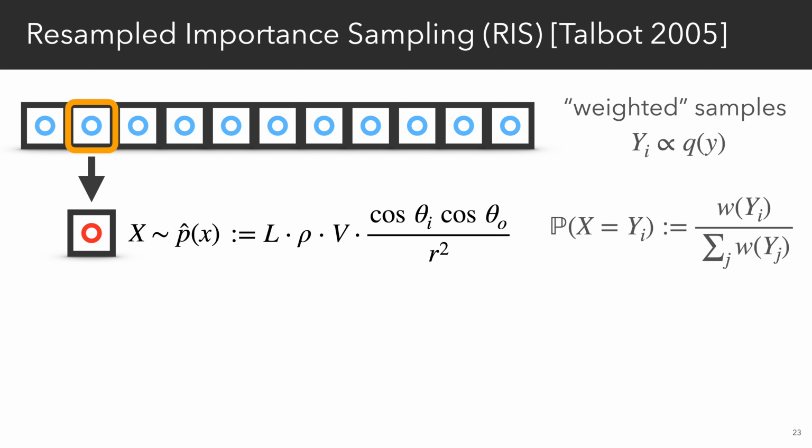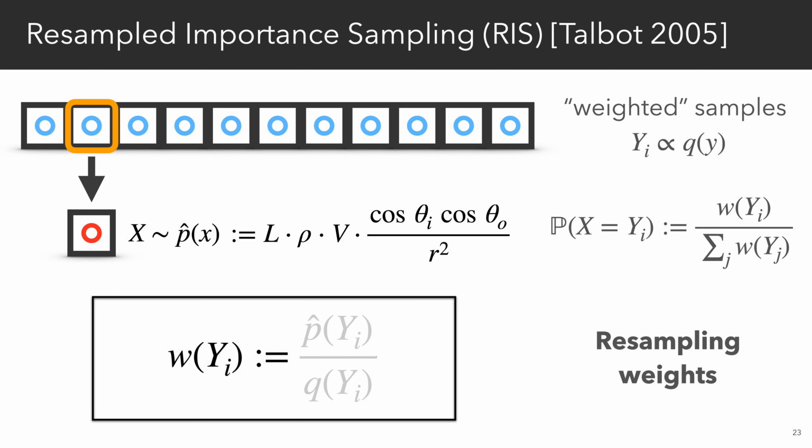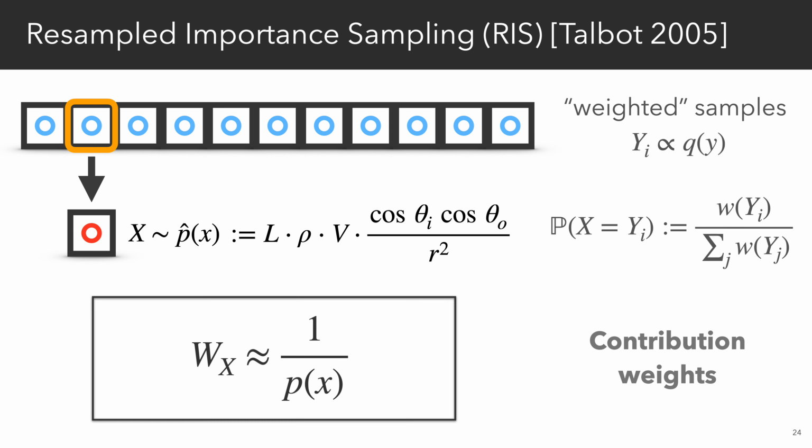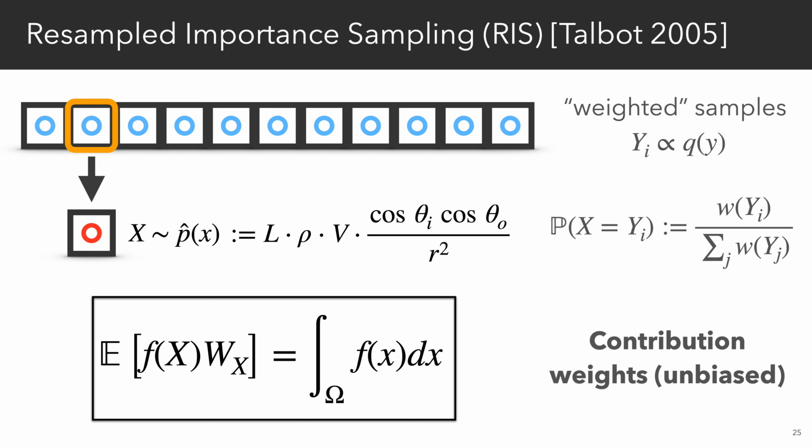So here we set the resampling weight W for each candidate sample Y to equal p hat over the sampling distribution Q, for which we typically use area or BSDF sampling. We also assign a new contribution weight, capital W, to each selected sample X, which approximates the reciprocal of the target RIS distribution. The expected value of this contribution weight times the integrand f then equals the integral we want to estimate for any given pixel.